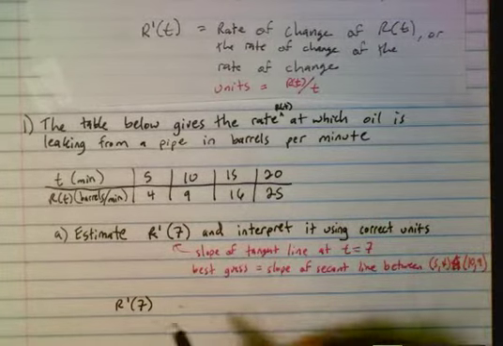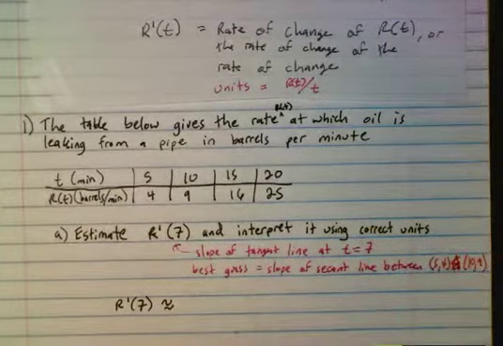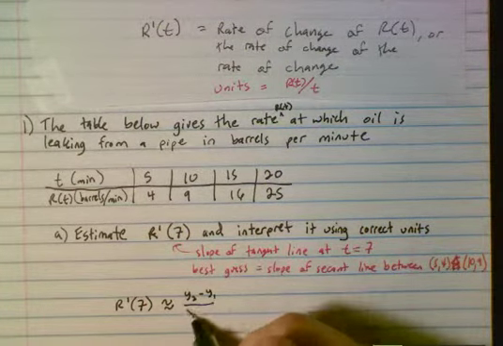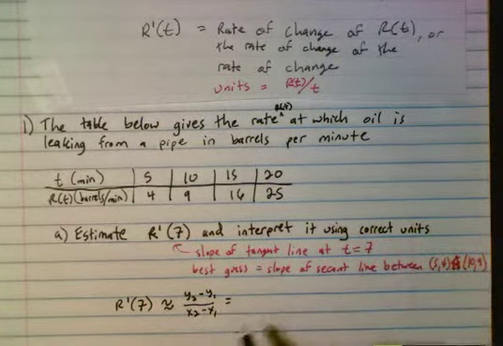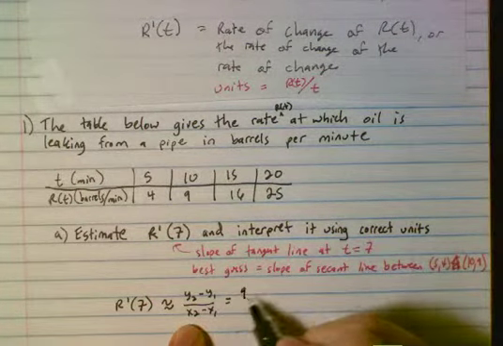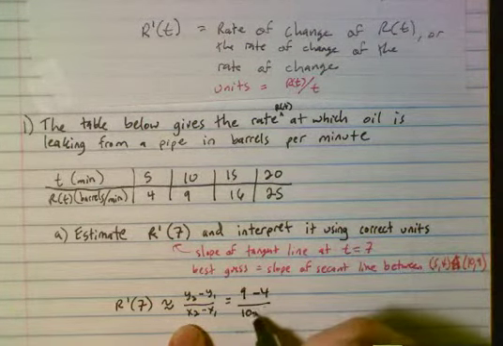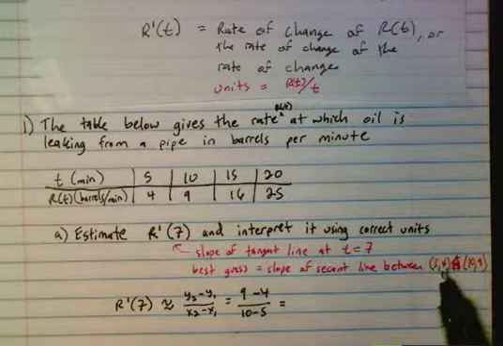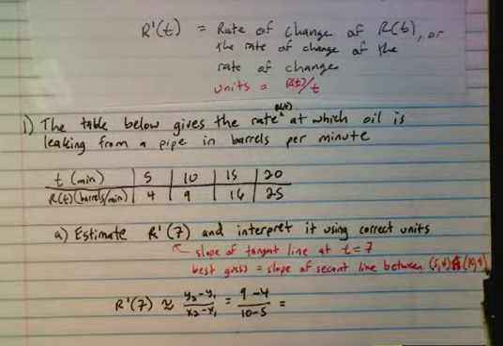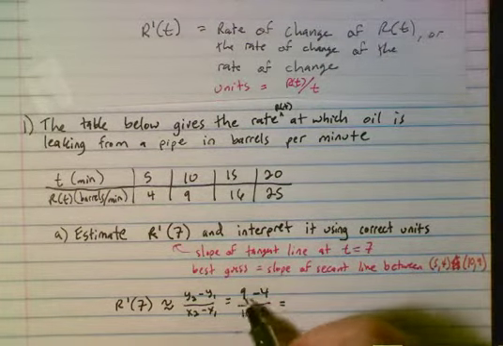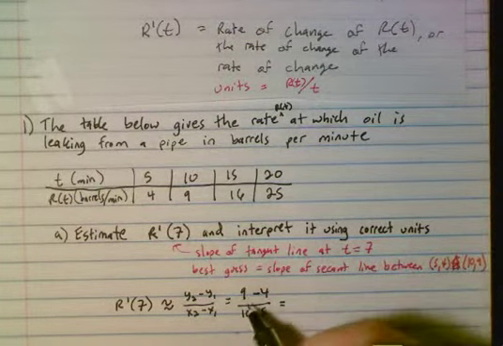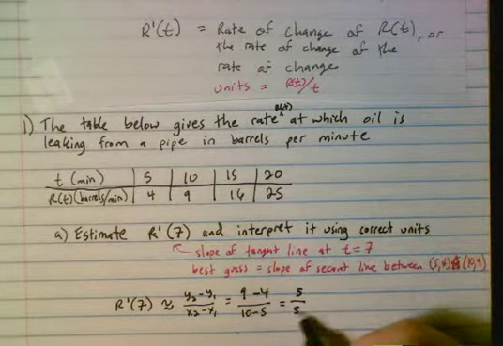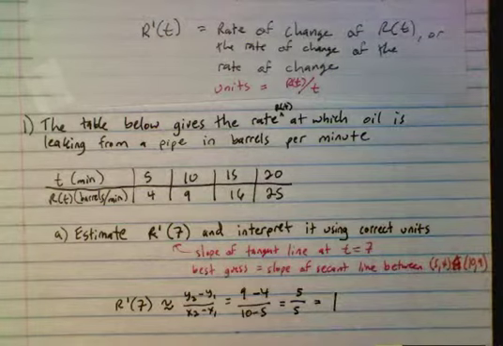So R prime of 7 is approximately equal to y2 minus y1 over x2 minus x1. So let's do 9 minus 4 over 10 minus 5. If you go the other way, you'll still get the same answer if you're letting this be the second point and this be the first point. But either way, 9 minus 4 is 5, and 10 minus 5 is 5, so that's 1.